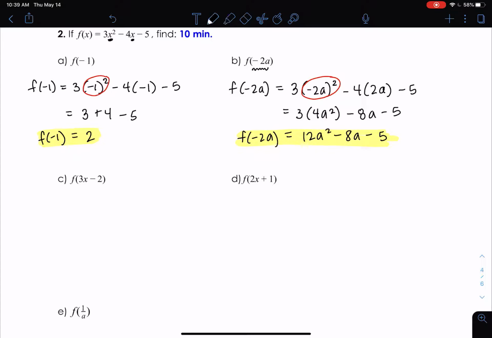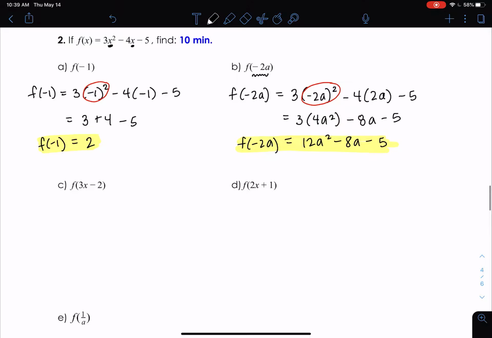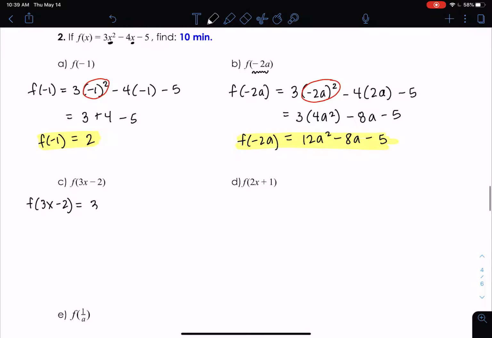Okay, let's move on to C. So for this problem, notice we're plugging in a binomial. So we're going to do it carefully, same as before. F of 3x minus 2. Now everywhere I see an x, so right here, 3x squared. Instead, I'm plugging in 3x minus 2 for that x. Minus 4, parentheses, 3x minus 2, and then minus 5.